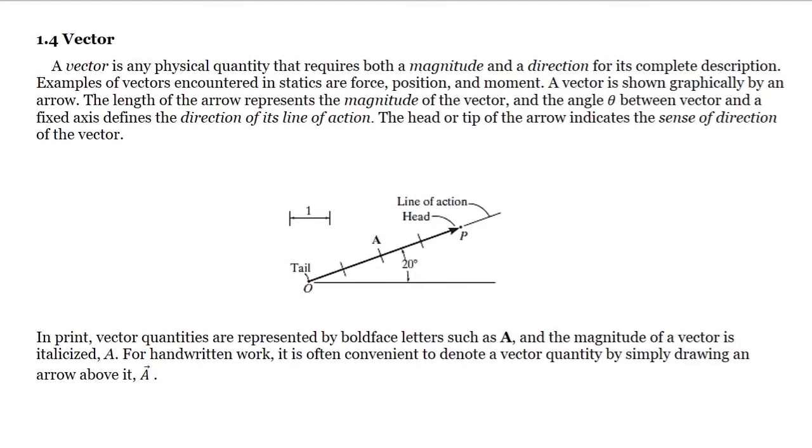this vector A is directed to quadrant 1, if this is the origin, this is the location of the tail, and this is the head. So here, the head indicates that the vector is directed 20 degrees from the positive x-axis. And if this is the distance, we have here 1, 2, 3, 4. So this vector is 4 units directed 20 degrees from the horizontal.